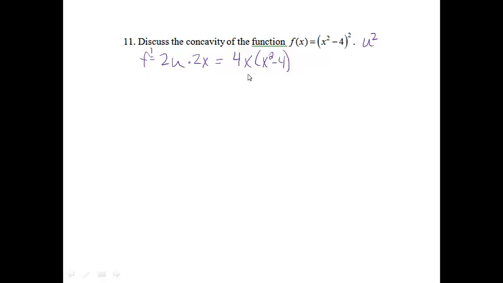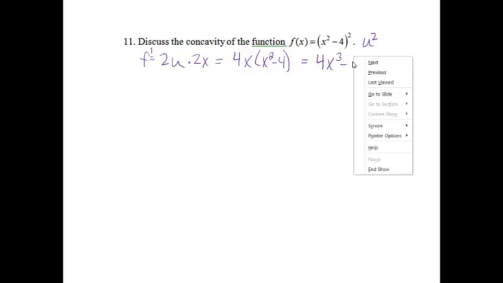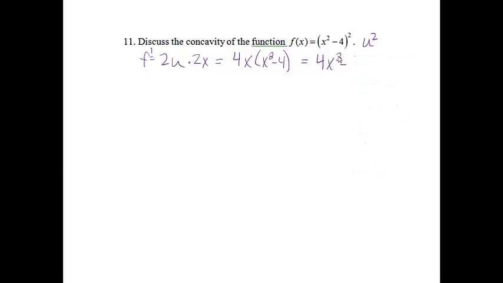Okay, before taking the second derivative, I could make the choice to use the product rule or distribute. I'm going to make the choice to distribute to 4x cubed minus 16x. Okay, and then from here, to get the second derivative, it will be 12x squared minus 16. I'm then going to find the critical number by setting it equal to 0. Adding 16 to both sides, I'll get 12x squared equals 16.